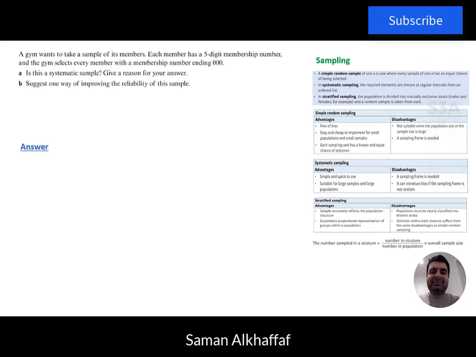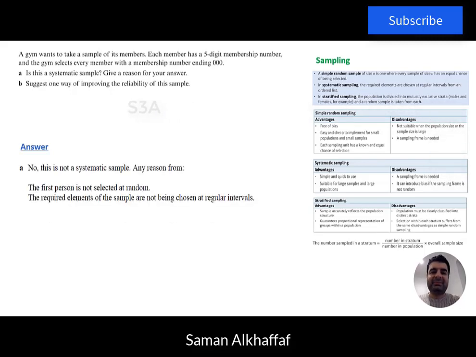So to explain this part, this is not a systematic sample, and the reasoning is that the first person is not selected at random, and the required elements of the sample are not being chosen at regular intervals. For part B, suggest one way of improving the reliability of this sample.